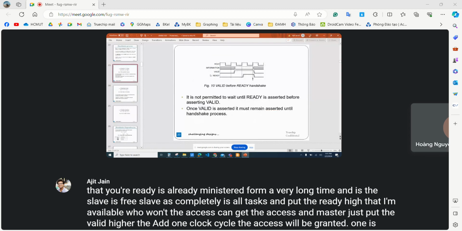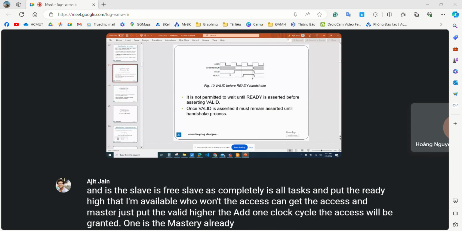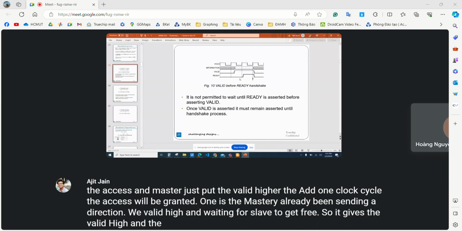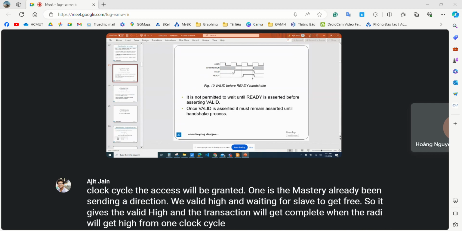Another case is where the master has already been sending a transaction with valid high and is waiting for the slave to get free, so it keeps valid high, and the transaction completes when ready goes high for 1 clock cycle along with valid. So this is the complete handshaking process.